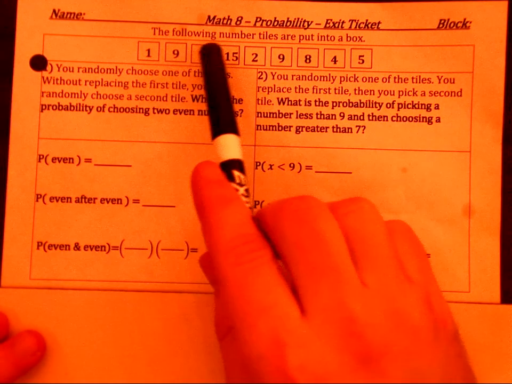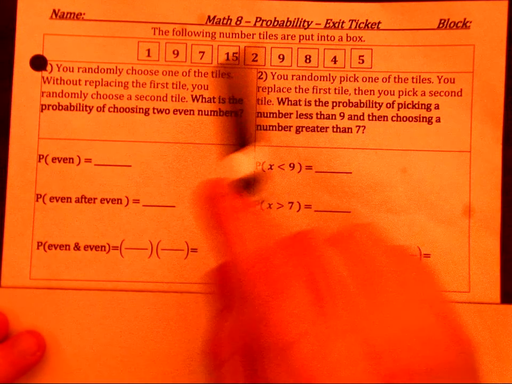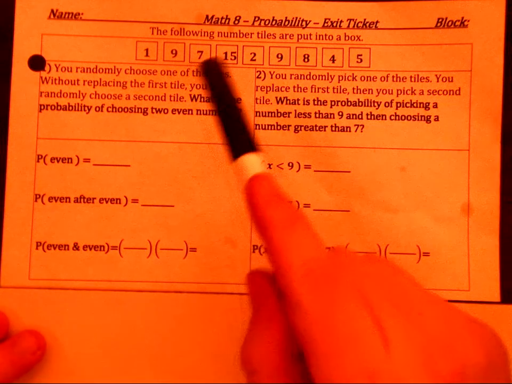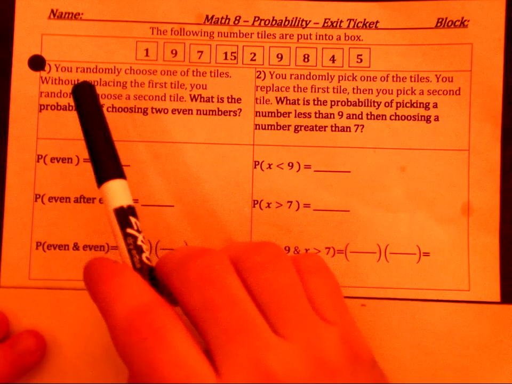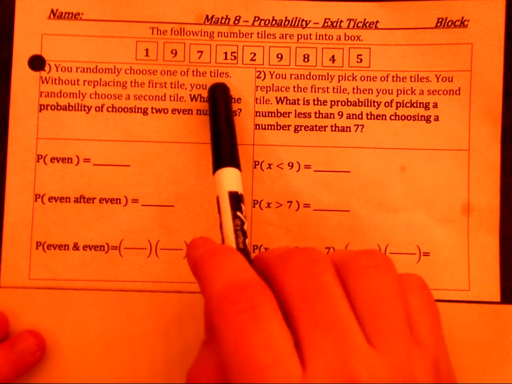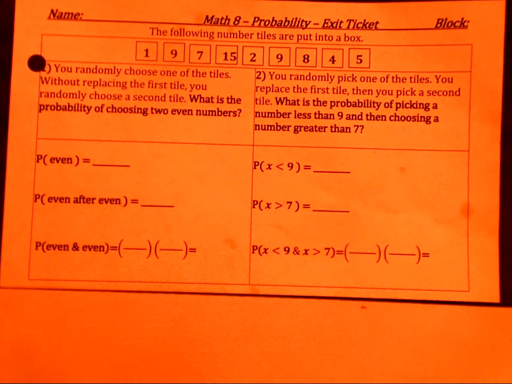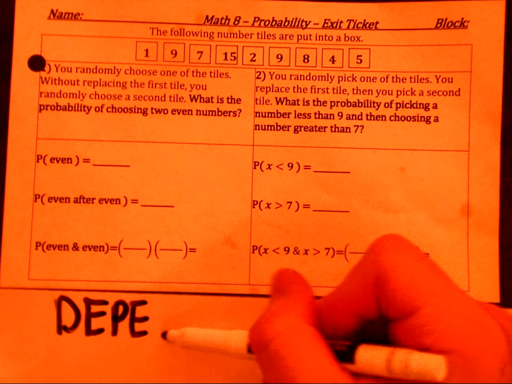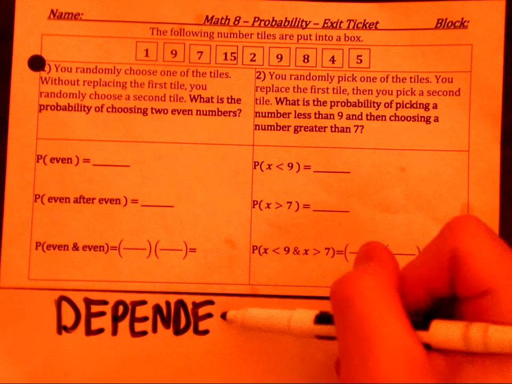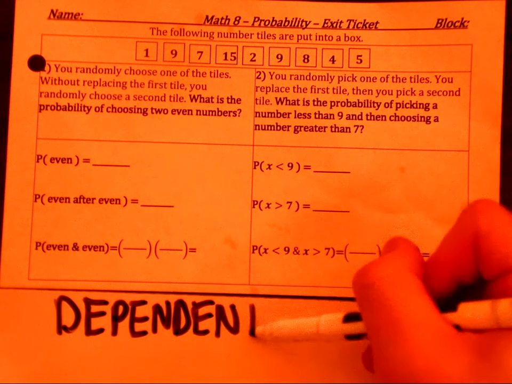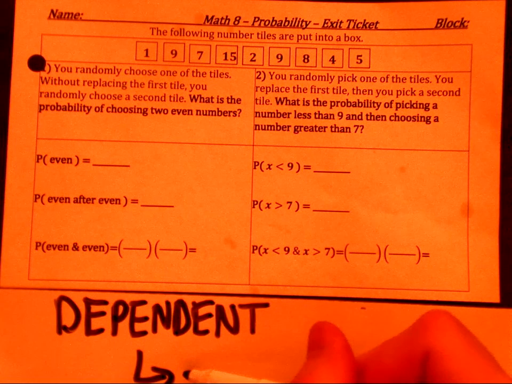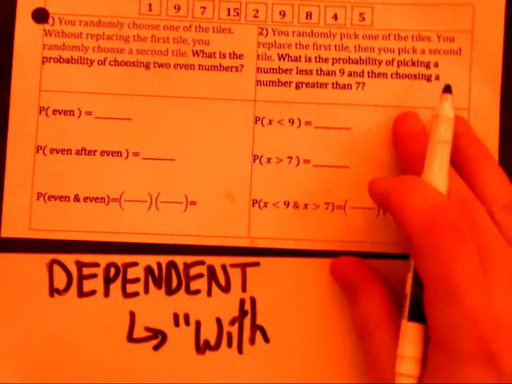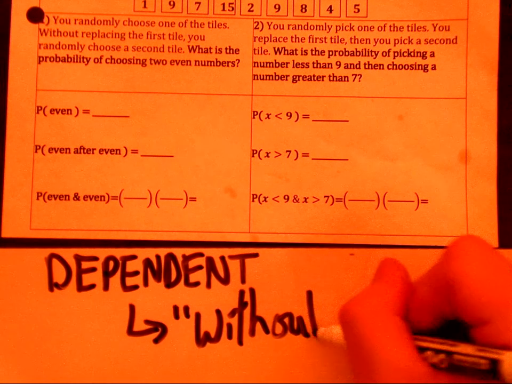Again, it gives you the following number tiles are put into a box, and so again, these are just little tiles or little cards that have a number on them. So for the first one, it says you randomly choose one of those tiles without replacing the first tile. So right away, I can note that this is dependent. We could say, why is that dependent? We know it's dependent because it says without replacing.